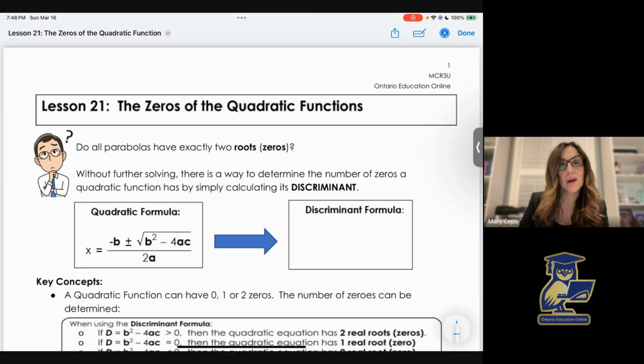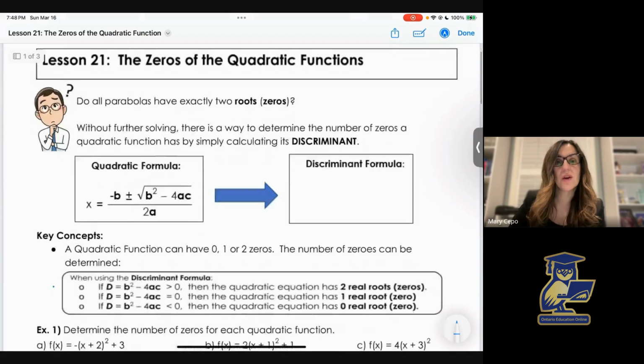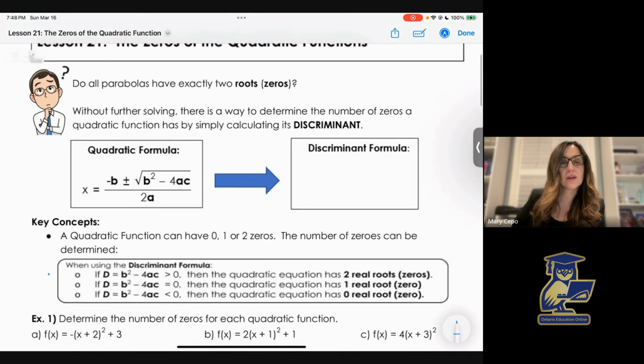So keeping that in mind, do you think all parabolas have exactly two roots? And I think we've already explored that. We've seen many times that a quadratic function, when graphed, the parabola may cross the x-axis twice, so have two roots or two zeros, but also we've seen that the vertex can be found on the x-axis, which means it's only one point crossing that x-axis, so that means one zero or one root or one solution.